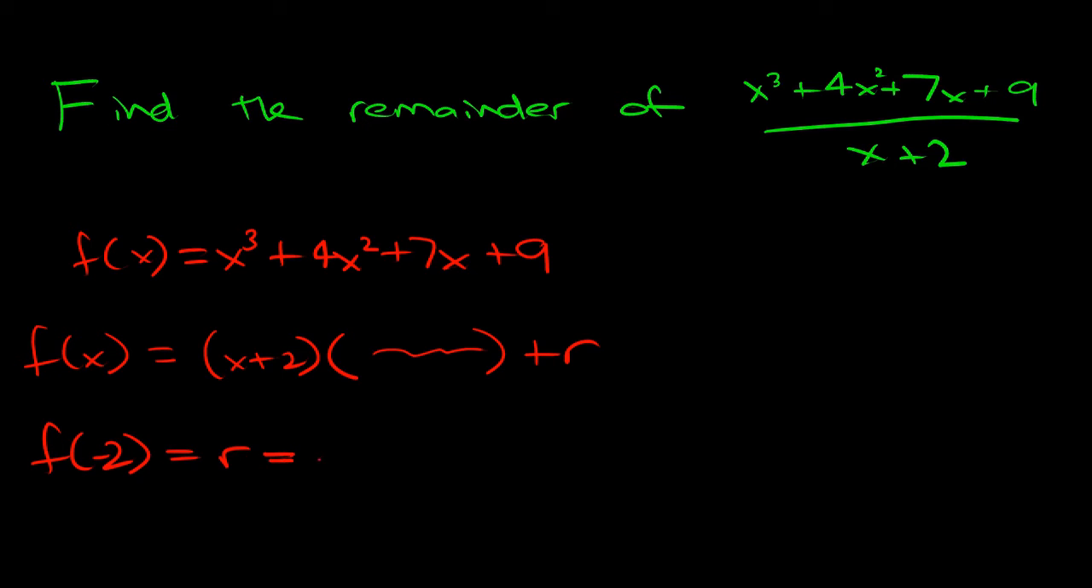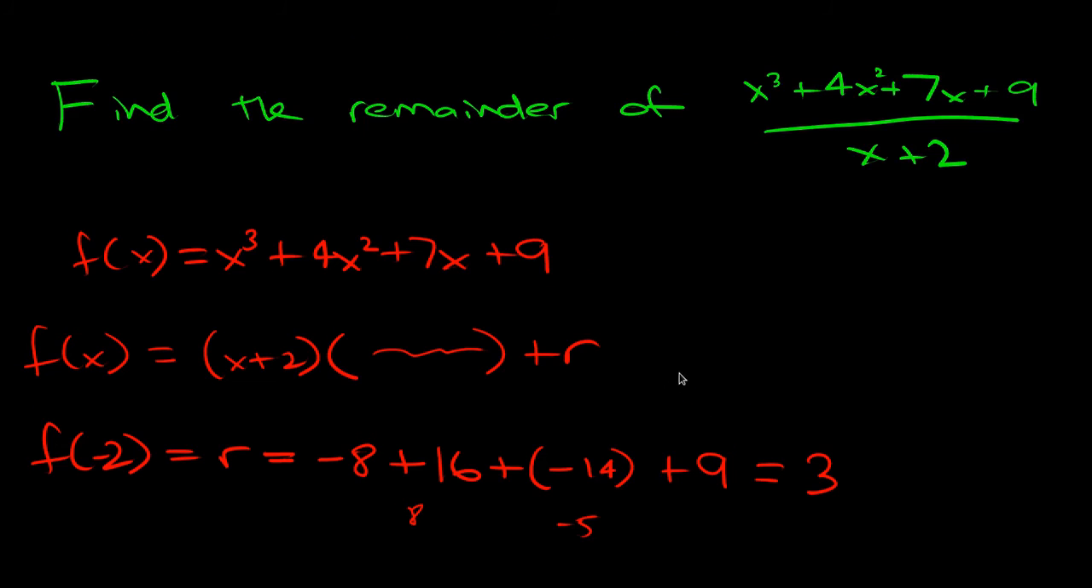So this is equal to negative 8 plus 4 times negative 2 squared, which is 16, plus 7 times negative 2, which is minus 14, plus 9. And this simplifies to, this negative 8 plus 16 just becomes positive 8. And minus 14 plus 9 becomes minus 5. So r is equal to 3.